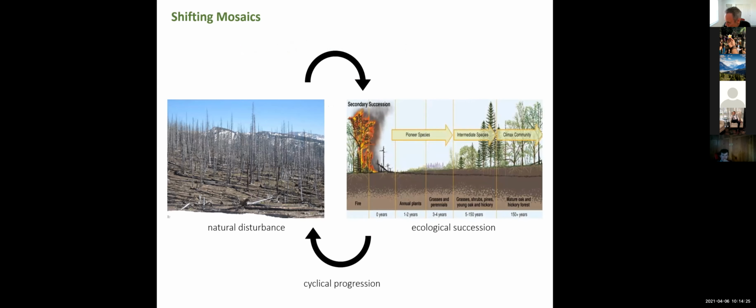So in the absence of human influence, a cyclical progression between natural disturbances like wildfires and ecological succession keeps landscape mosaics in a constant state of flux. Ecological succession, for those of you not familiar with it, refers to the progression of plants that colonize a disturbed area in sequence, generally starting with pioneer species such as annual plants and culminating in a climax community such as a mature hardwood forest. And this is a cyclical progression that happens over and over again in natural landscapes, right?